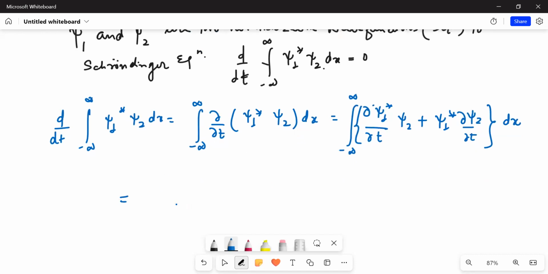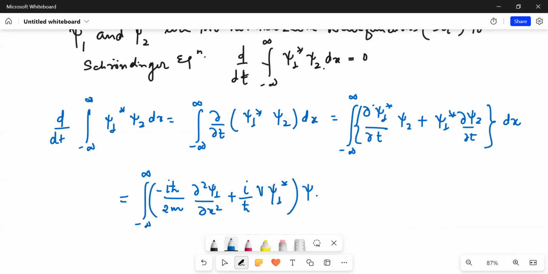If I use it here, what will happen? The integral from minus infinity to plus infinity of del by del t of psi 1 star will be equal to minus iota h bar upon twice m times del square psi 1 star upon del x square, plus iota upon h bar times V psi 1 star, and then multiplied by psi 2, plus the other term, and then dx, from minus infinity to plus infinity.